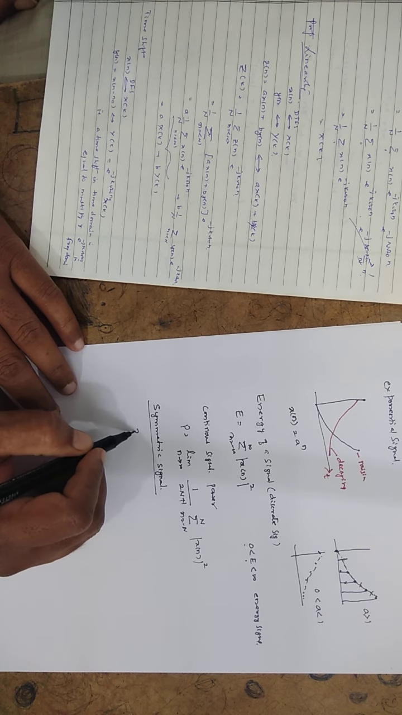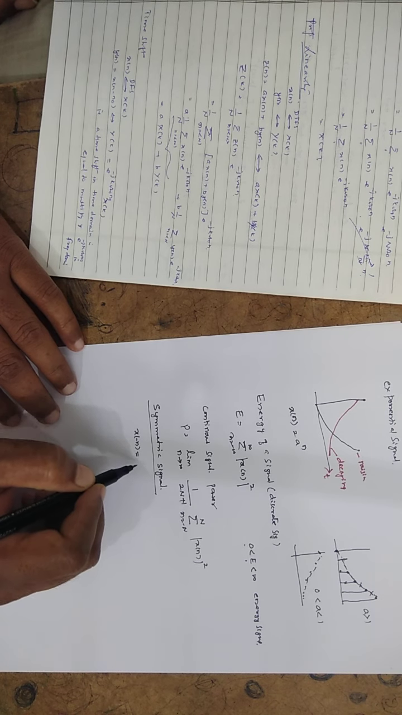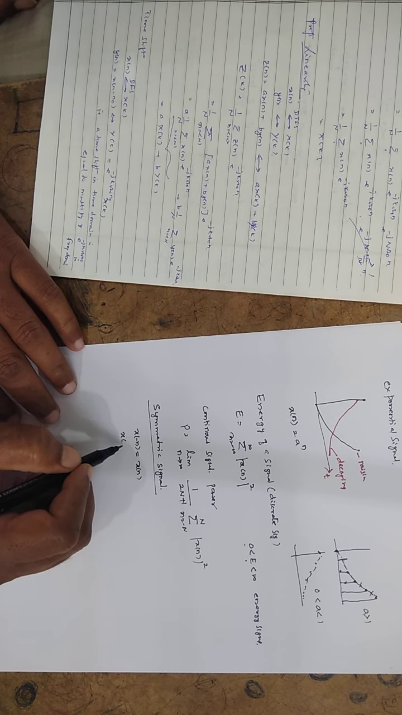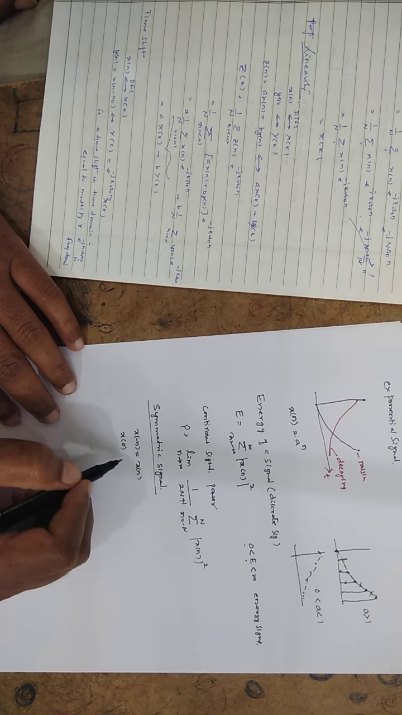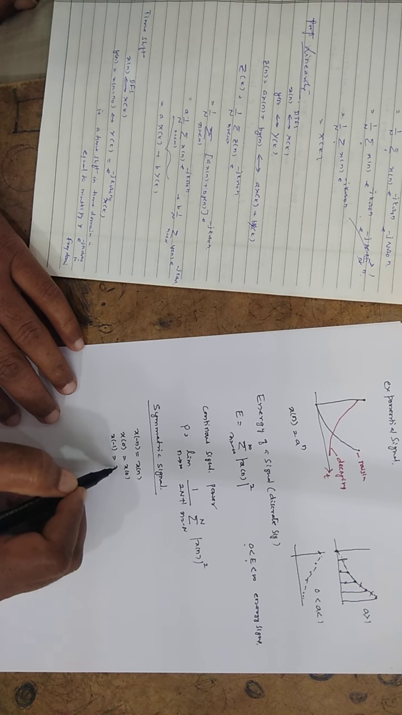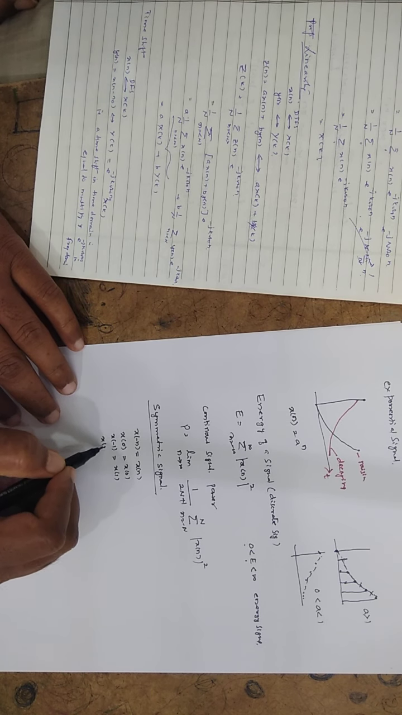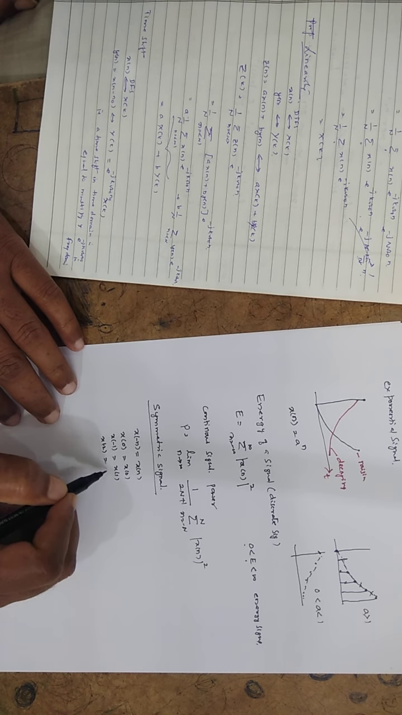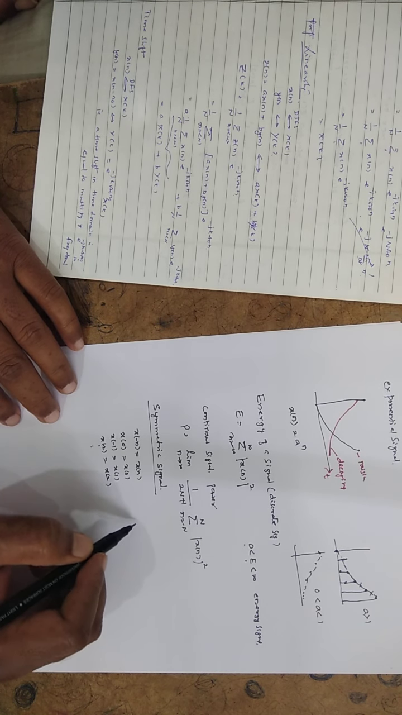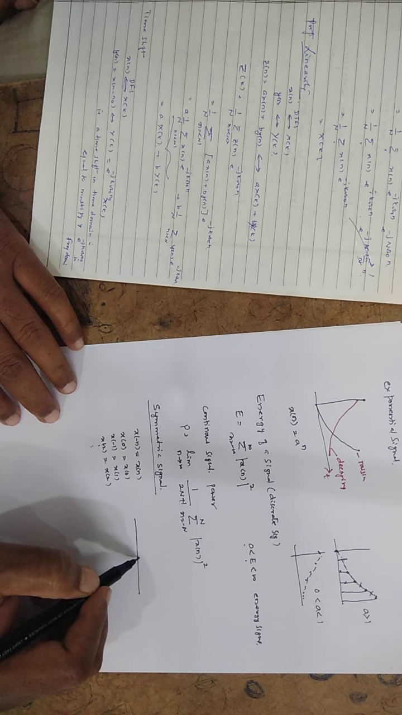A symmetric signal possesses x of minus n equal to x of n. So if I take n equal to 0, this is x of 0; x of minus 1 equal to x of 1; x of minus 2 equal to x of 2, and this continues. This is symmetric.